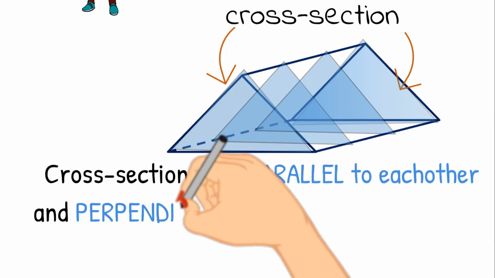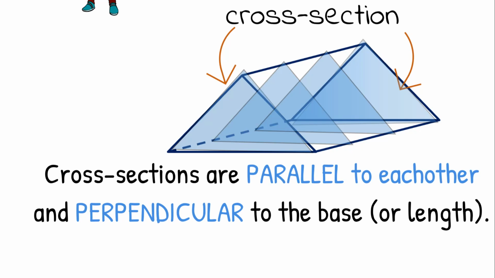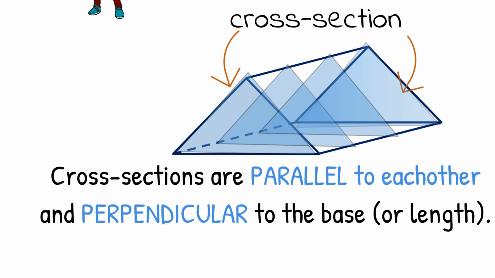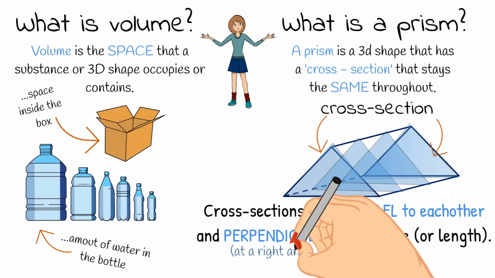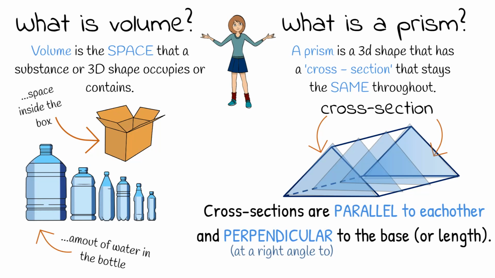Cross-sections are parallel to each other and perpendicular to the base or length, depending on if it's standing up or laying down. And perpendicular means at a right angle to.